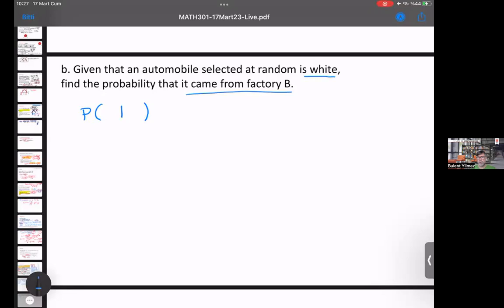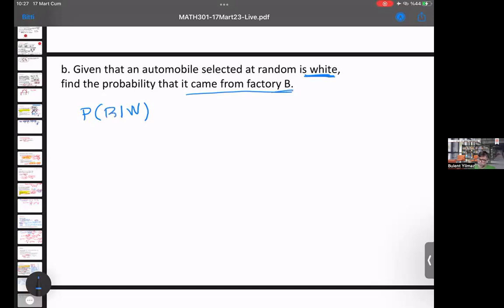IBK, good job. Burhan, exactly. What is given? I know that it is white. What's the probability that it came from factory B?